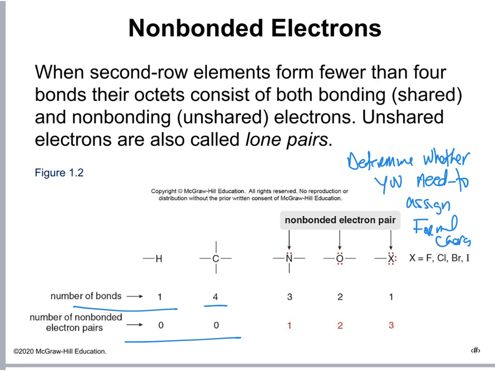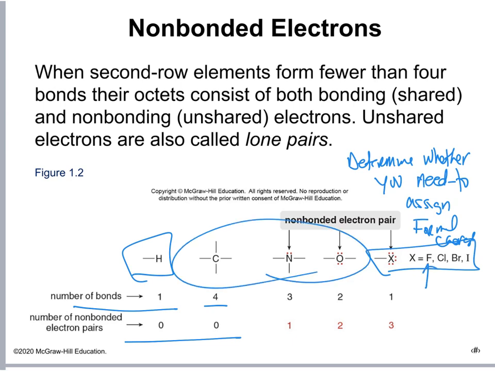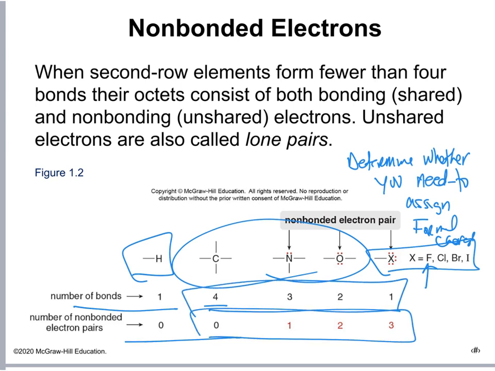So if any of these deviate from this, hydrogen cannot deviate, fluorine cannot deviate. So these will not deviate, fluorine will not deviate. But oxygen, nitrogen, and carbon can deviate from these number of bonds and lone pairs. So kind of look at a periodic table and see that's 4, 3, 2, 1, and then that's how many lone pairs, 0, 1, 2, 3. And if they're ever anything different, then you're going to need to assign formal charge.